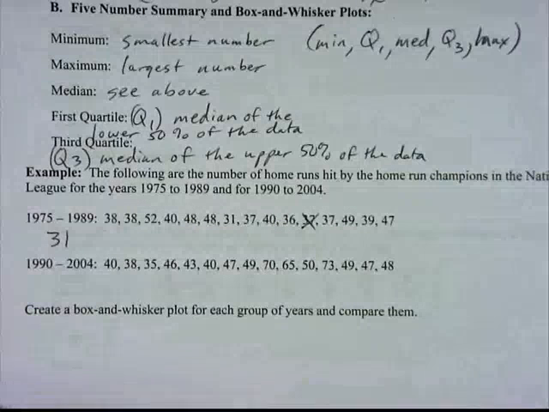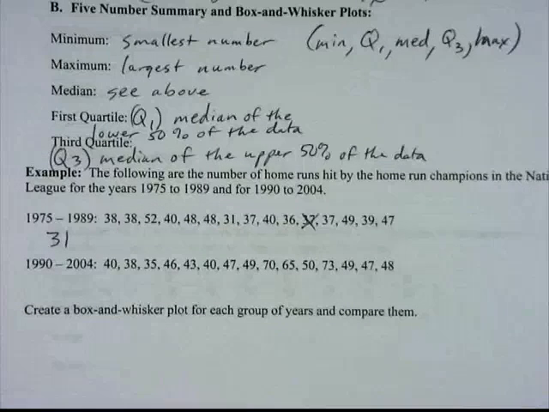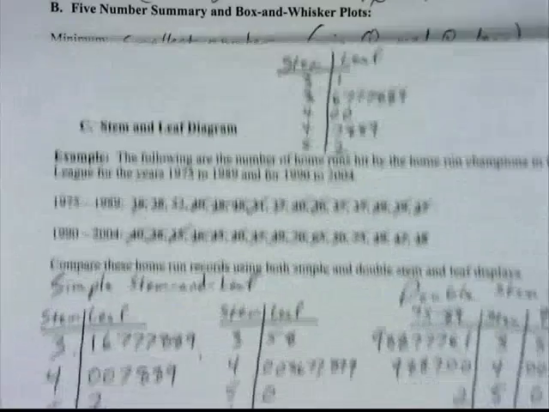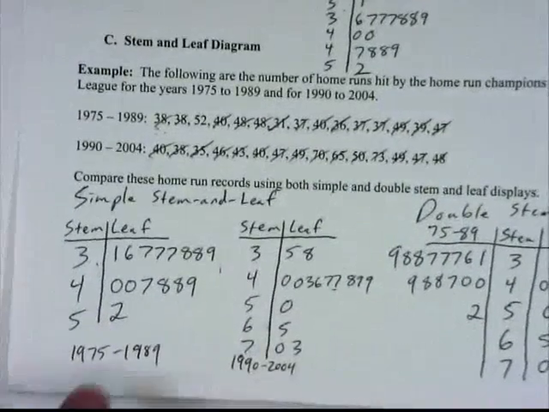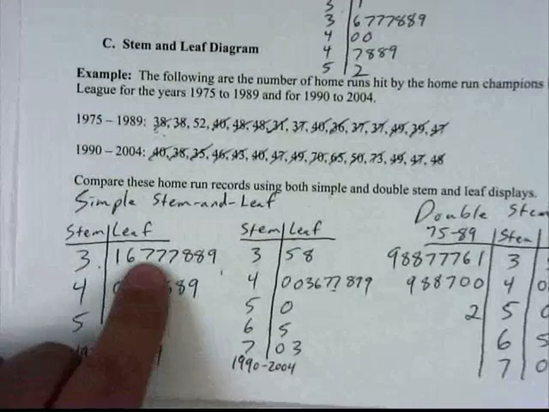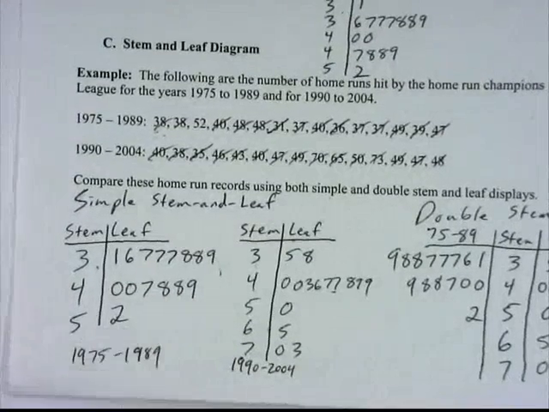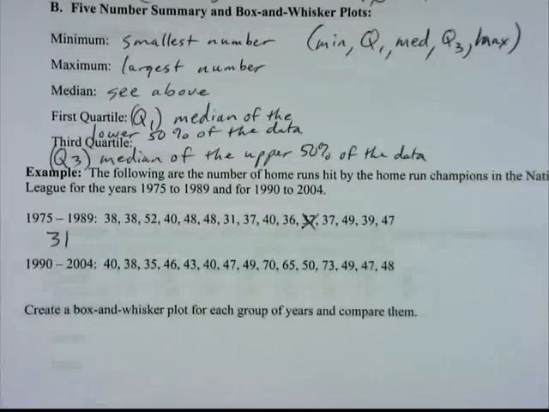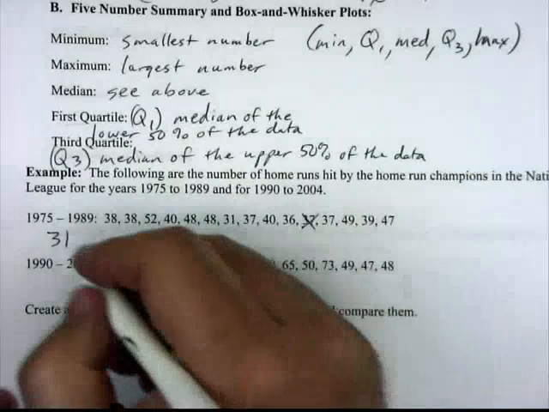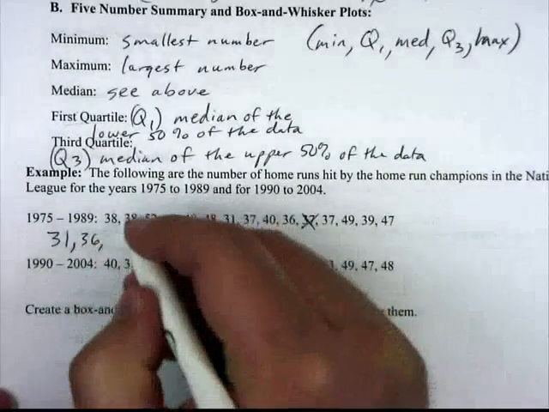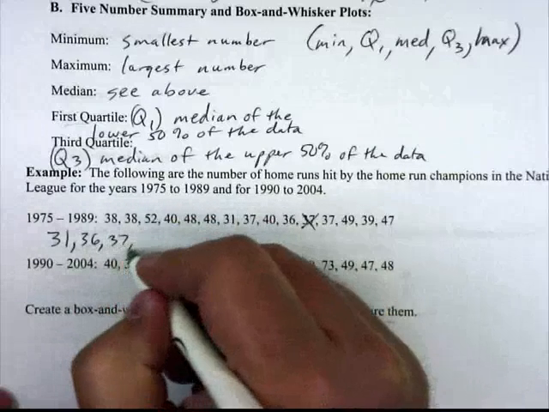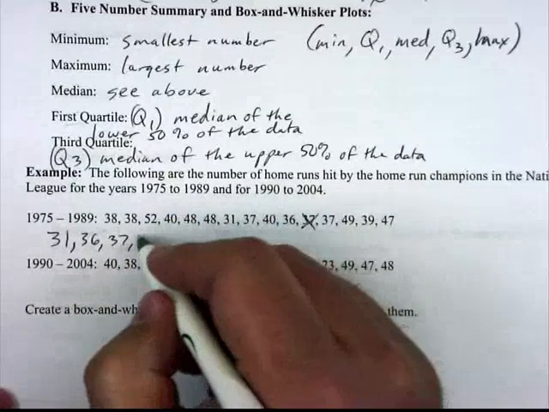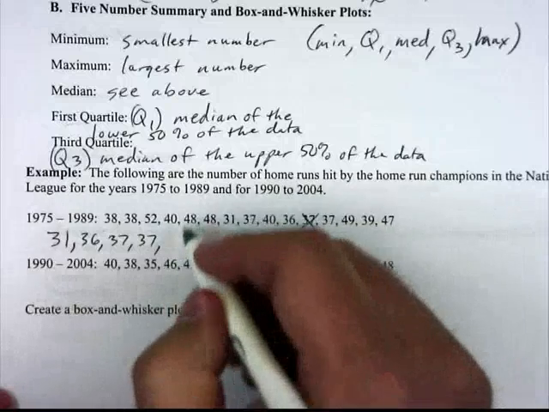So if I go back to my stem and leaf diagram from before, I can pull all the numbers off. I'm going to eliminate one of these 37s and pull everything else off. And I'm just going to list them in order from smallest to largest. So I have 31, 36, 37. I'm going to take off one of the 37s, so I only have 2 of them.